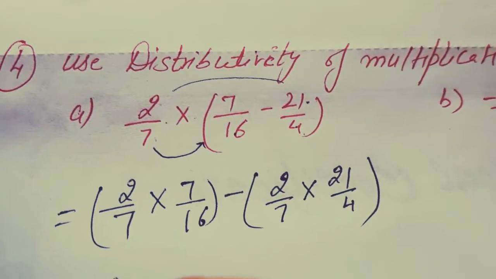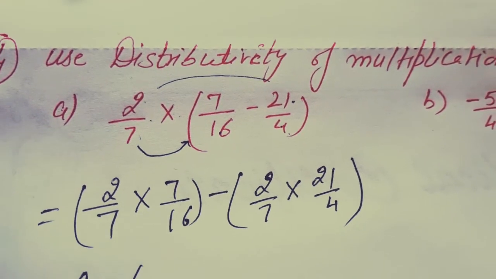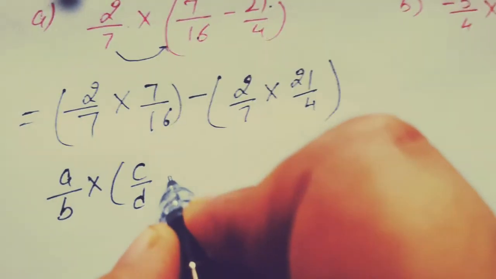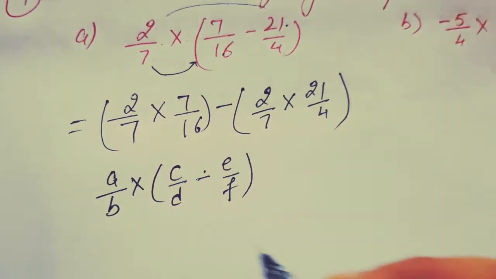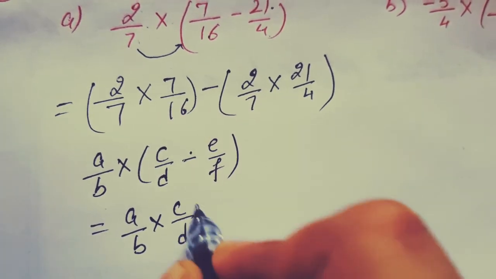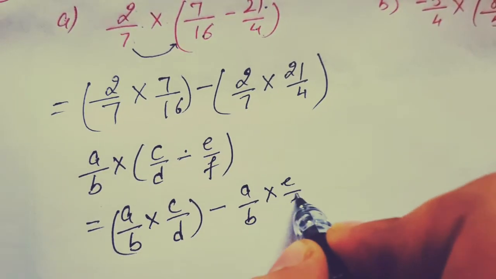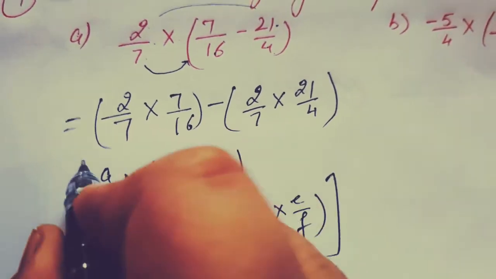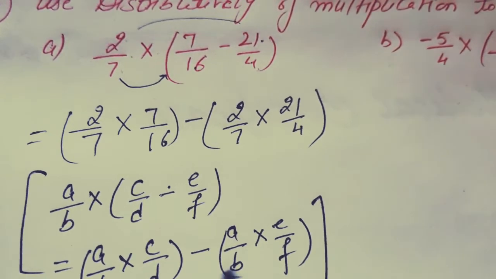What is the law of distributivity? If A by B multiplied by (C by D minus E by F), then this will be equal to A by B multiplied by C by D, minus A by B multiplied by E by F. So this is the law of distributivity that we have just used here.